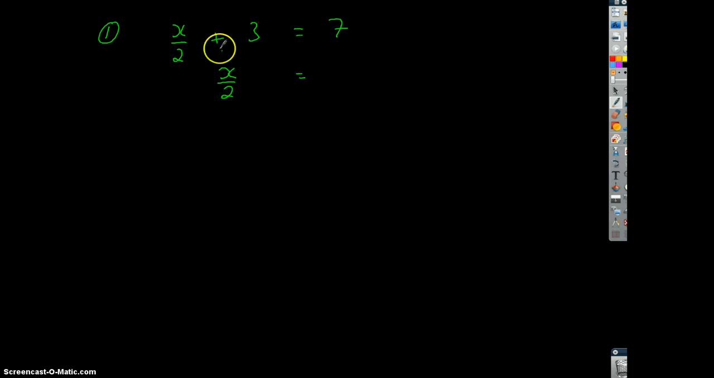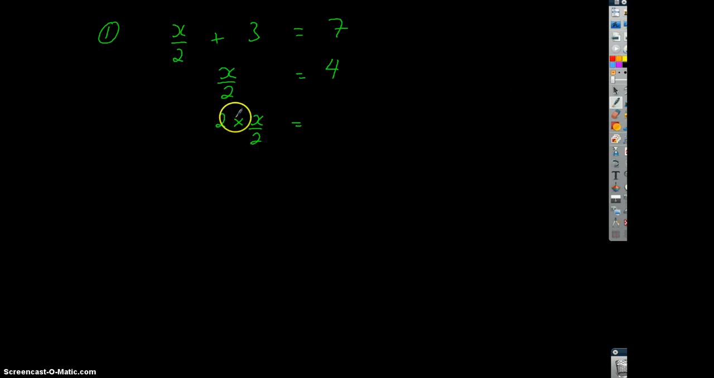We've subtracted 3 from here, so we must do it from here. 7 minus 3 is 4. Nice column of equal signs. Now, we don't want x divided by 2, we want x. So we need to multiply both sides by 2, because when we multiply this side by 2, let me just do this for the first one.